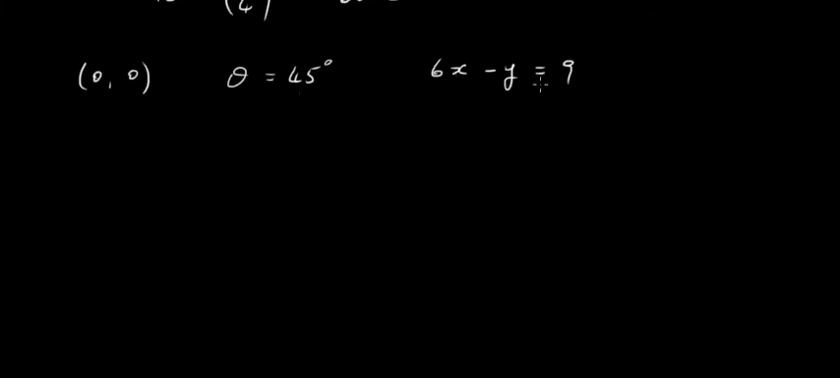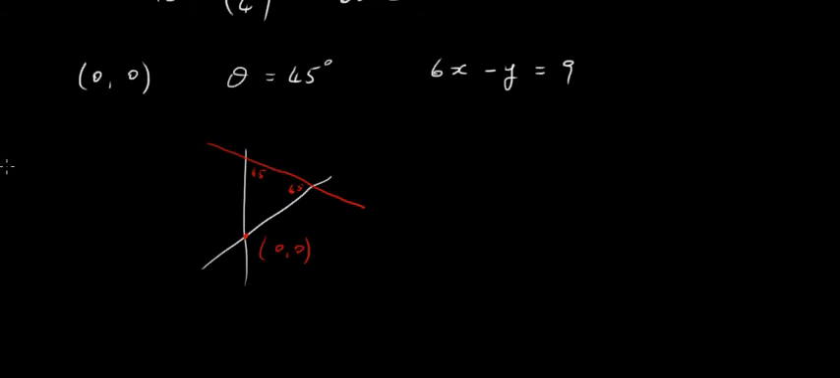So our two lines, maybe they'll look like this, and our 6x minus y will probably look something like this. So we've got 45 degrees here, 45 degrees here, and this point here will be 0, 0. So it would be something like this. Okay, and we want to find the equation of these two lines here.